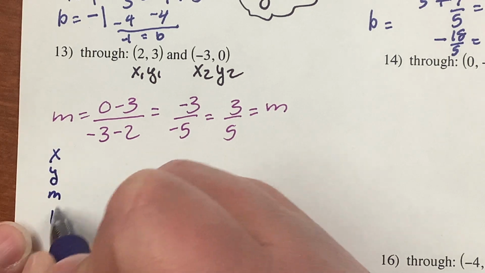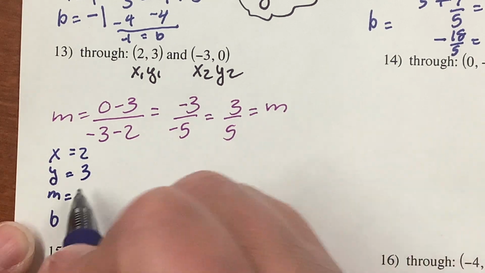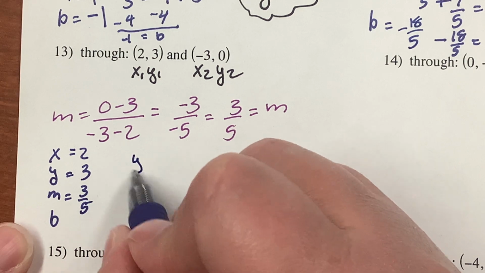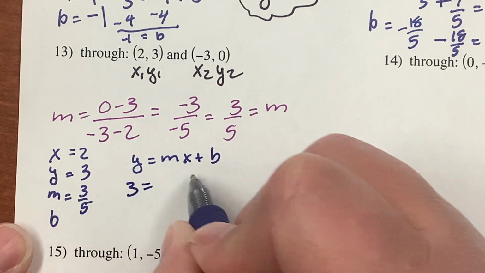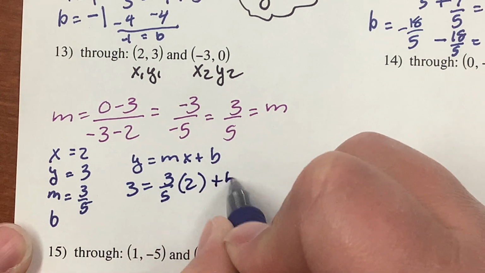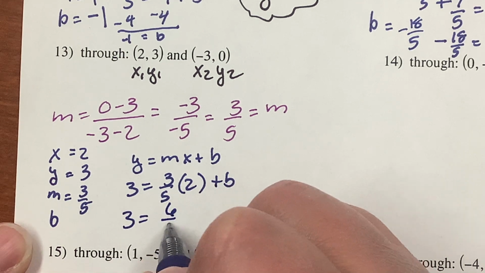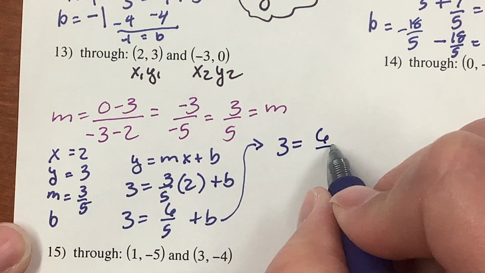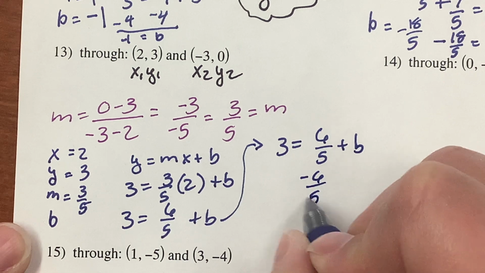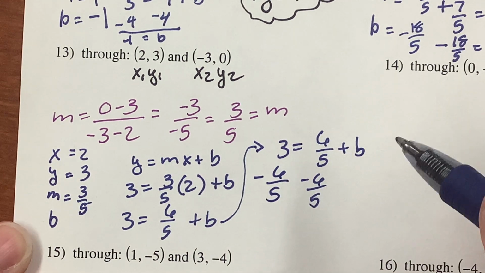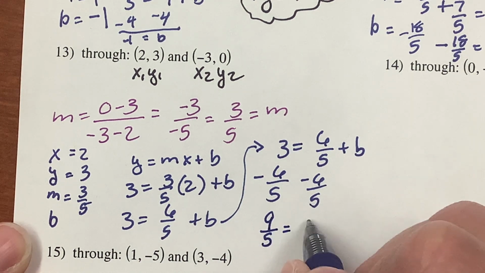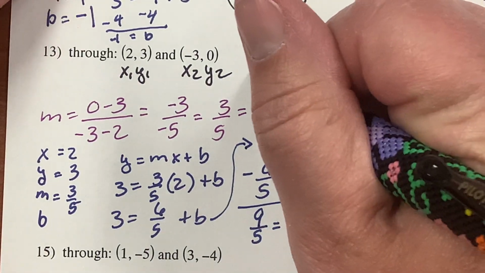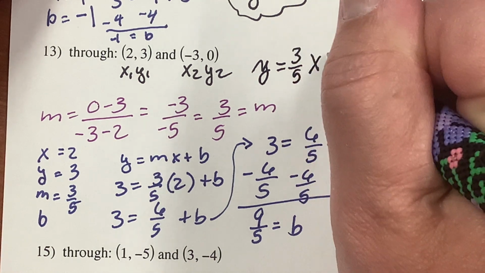x, y, m, b. x equals 2, y equals 3, m equals 3/5, and b is what I'm looking for. All right, so y equals mx plus b: 3 equals 3/5 times 2 plus b. 3 equals 6 over 5 plus b. Going to be subtracting 6 over 5 from both sides. 3 times 5 is 15. 15 minus 6 is 9 over 5 equals b. Wow. So let's write that equation up here because I'm going to run out of space. y equals 3/5 x plus 9 over 5.